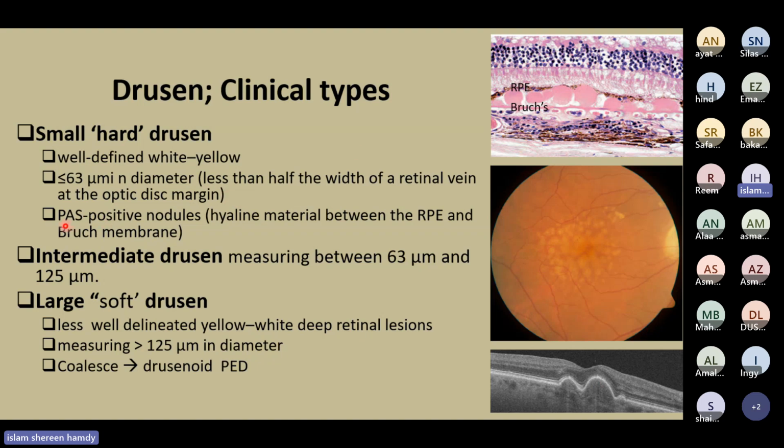Histologically, they have what we call the periodic acid Schiff nodules, because they are formed of hyaline material between the retinal pigment epithelium and the Bruch's membrane. Okay, so PAS stands for periodic acid Schiff.